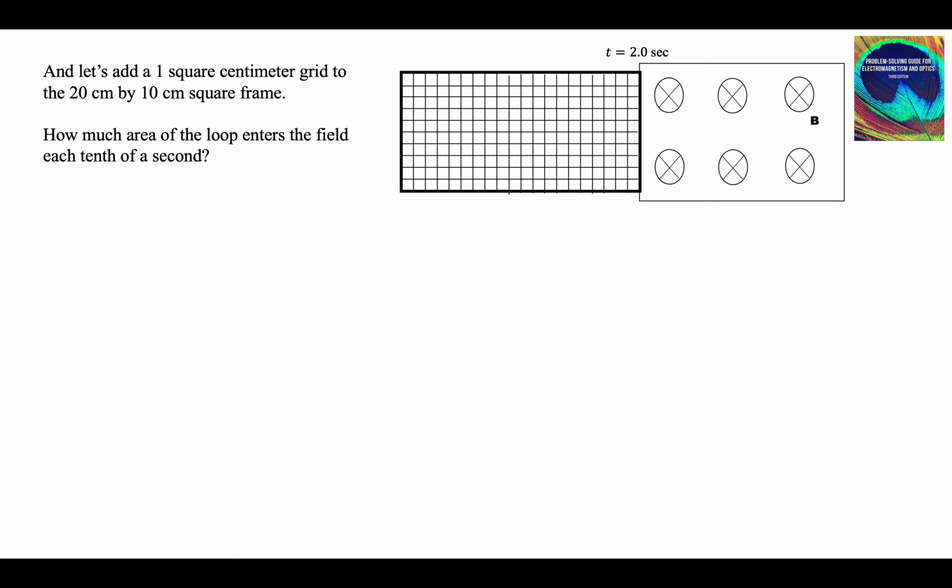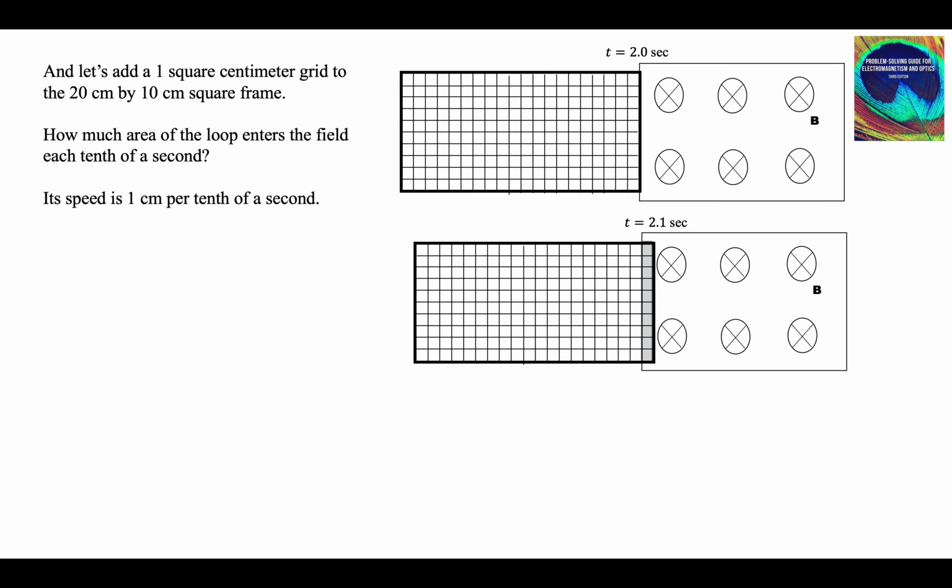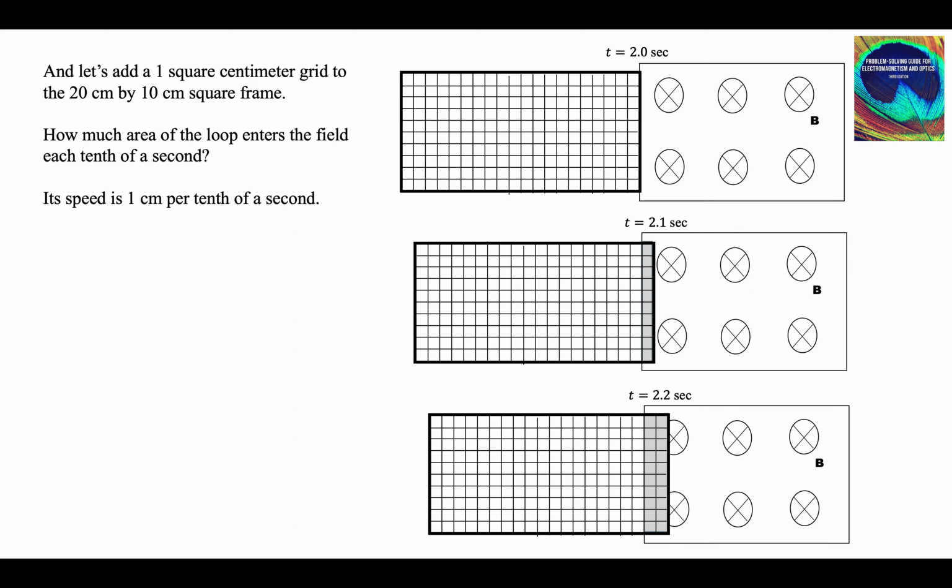So how much area of the loop enters the field each 1/10 of a second? At 2.0 seconds, the speed is 1 centimeter per 1/10 of a second, that's 2.1. So 10 square centimeters entered the field. These 10 square centimeters right here. 10 square centimeters go in 1/10 of a second, which is a rate of 100 square centimeters every second.